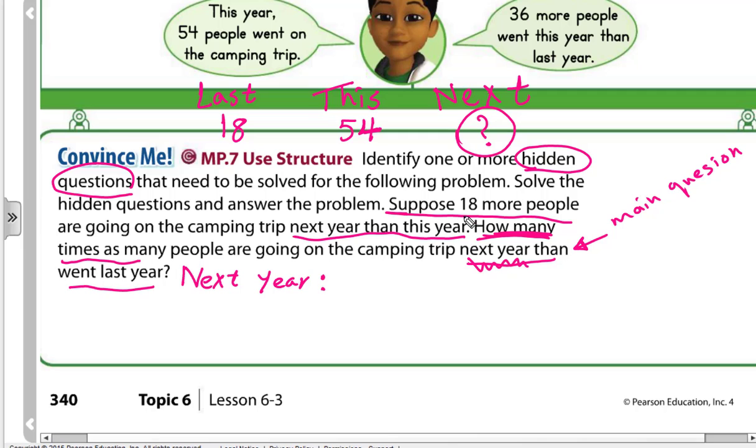The number for the next year is 18 more than this year. What's the number of this year? 54. So we should do 54 more 18. We add 18. So we should use addition, right? Yes. So 54 plus 18. Okay, add with me, my hero. 4 plus 8.